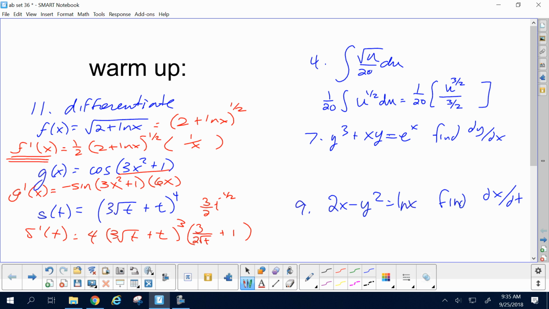How's your chain rule going? It's great. Good? Those are good. Okay. I already walked through this here for Loretta and people up front.